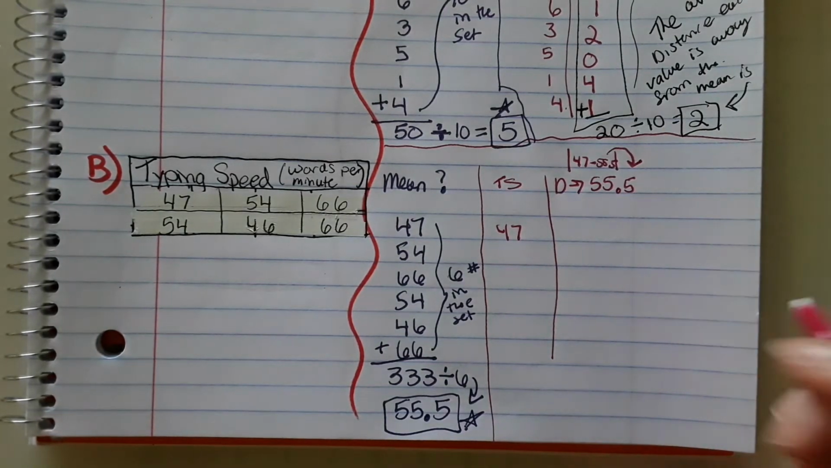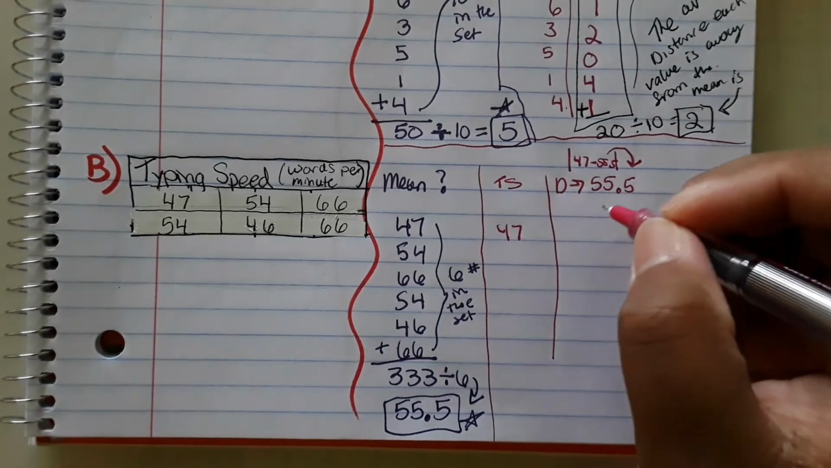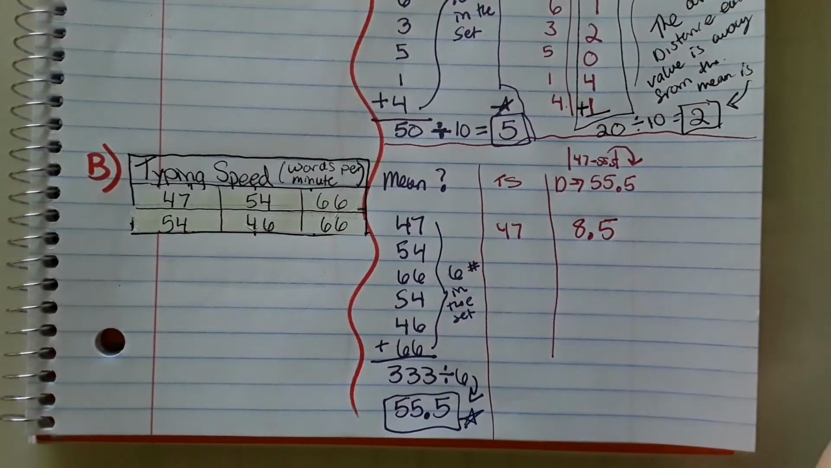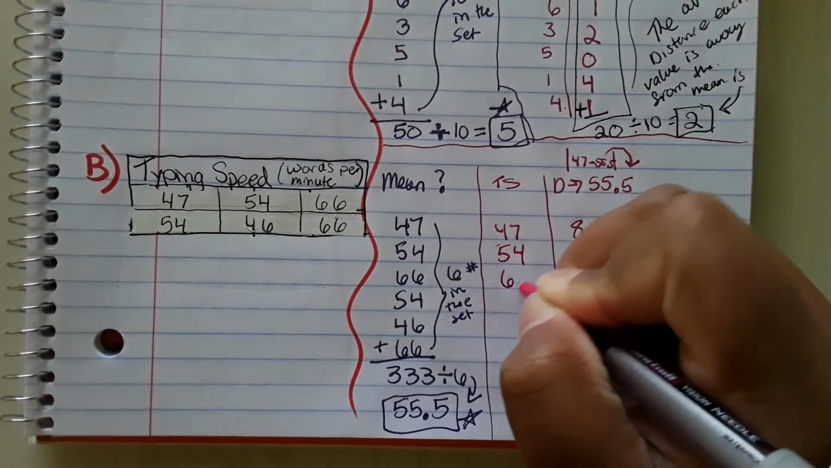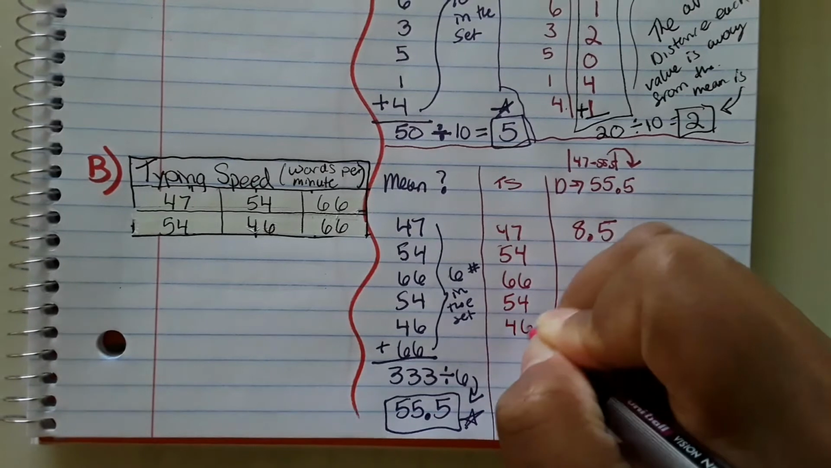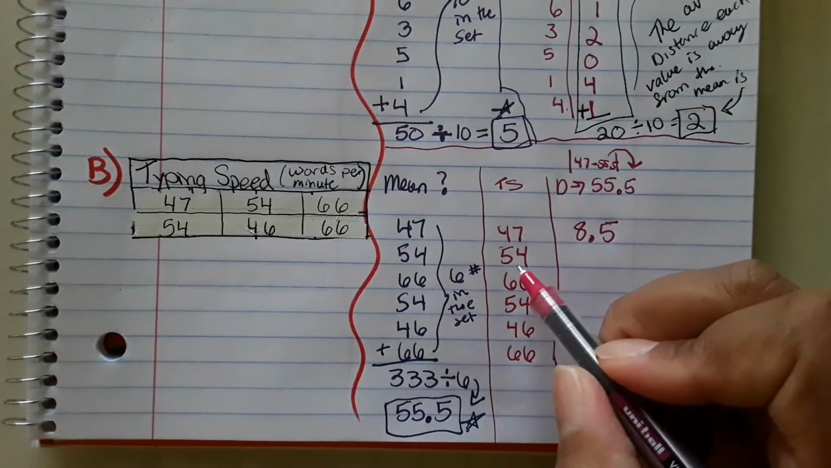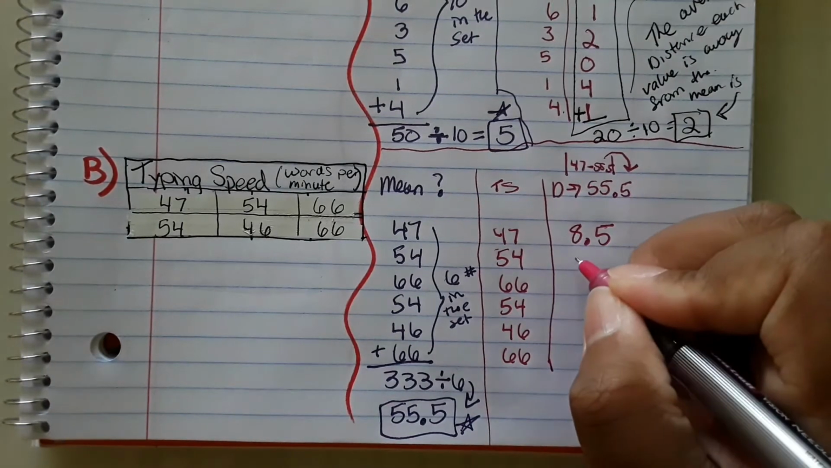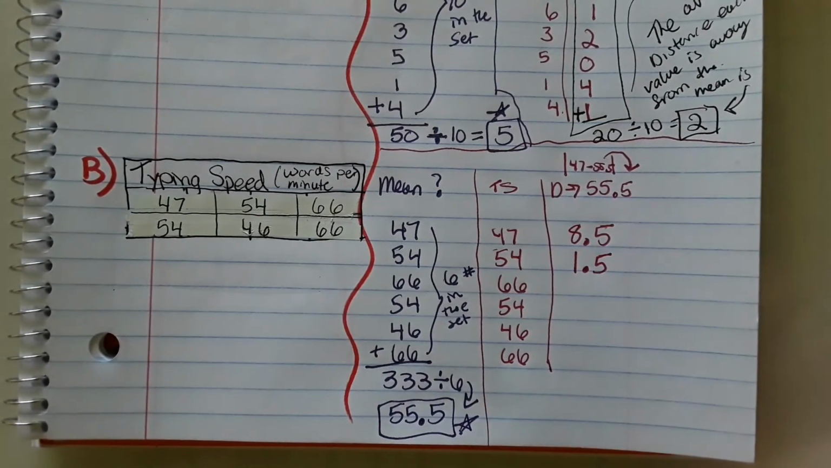All right. So when you did 47 minus 55 and 5/10, you should have gotten negative 8.5. But again, we're talking about distance, so it's a positive number. So you have 8.5. It's 8 and 5/10 away from 55 and 5/10. You can do the same thing for 54, 66, 54, 46, and then 66. So perfect time to use your calculator. You're going to do 54 minus 55 and 5/10, you would have gotten a negative number. But again, because we're talking in absolute value, when we come out of it, it's going to be positive. So we record it as a positive number.